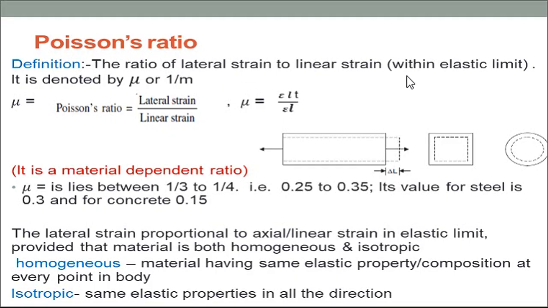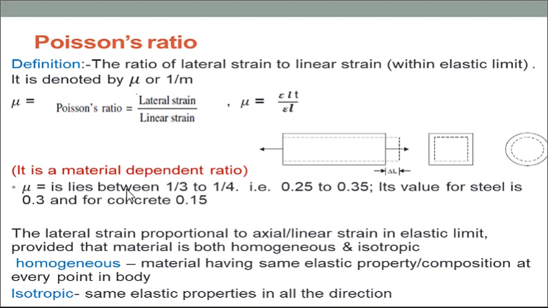This particular phrase is important: within the proportional limit, or within elastic limit, lateral strain is directly proportional to linear strain. It is denoted by mu or 1 divided by m. So mu, Poisson's ratio, we can write as lateral strain divided by linear strain. Lateral strain is represented by epsilon LT, divided by epsilon L, the linear strain. In this figure you can easily see the deformation after pulling forces are applied.